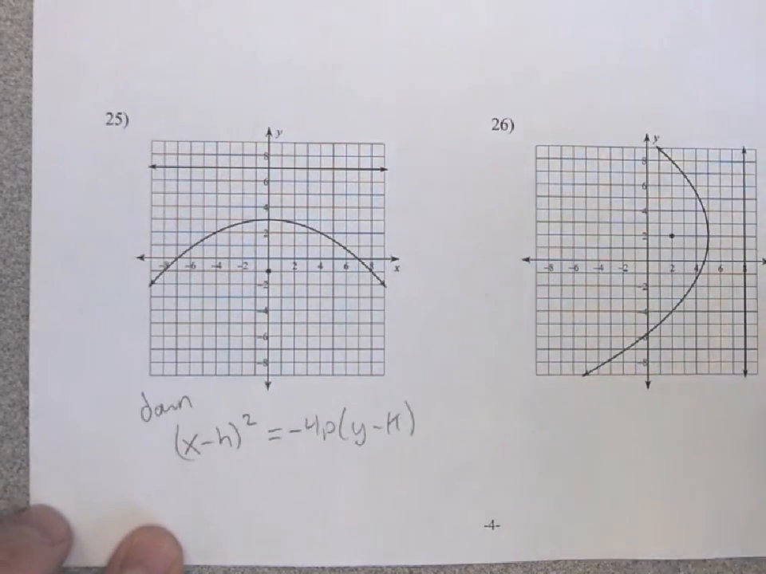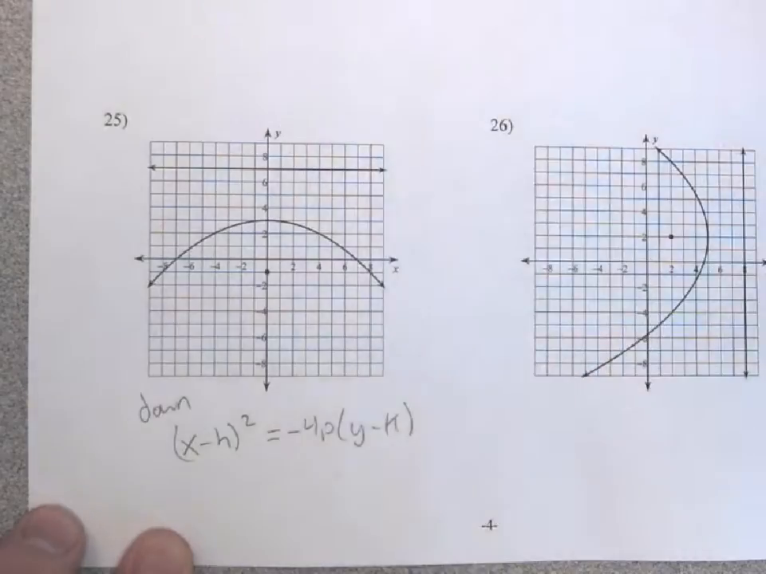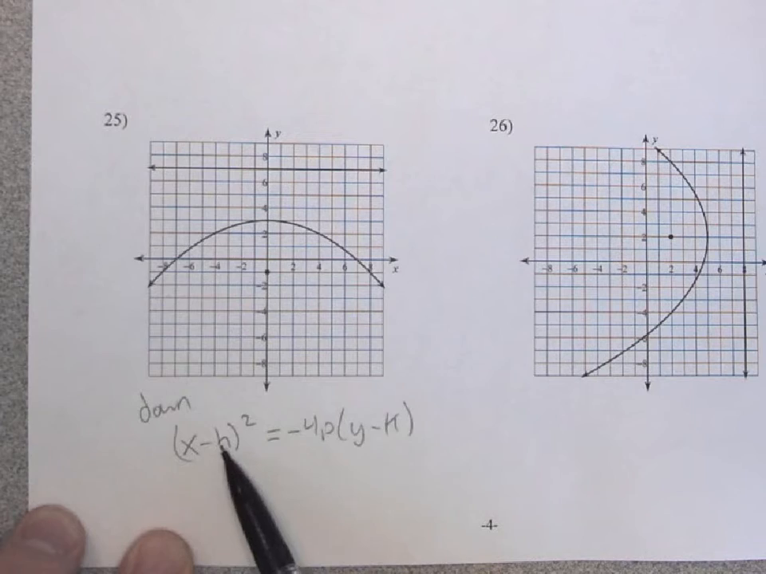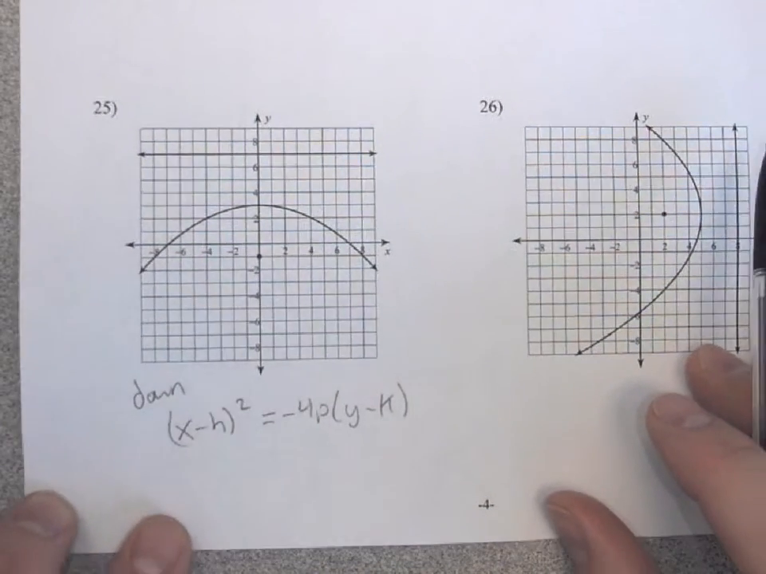And there's 4 different ones that we talked about in the videos that you're going to have to kind of know. The only difference between the up one is you don't have a negative here, and then for the sideways ones, the left and right, you have y minus k on this side, and then the x minus h is over here. So this is what we need.